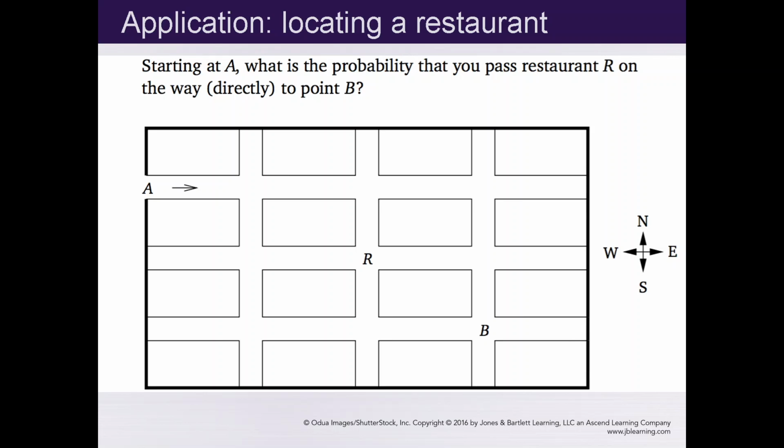Okay, here's another application. We're going to go back to all those different ways to count, so here we're going back to decision trees. Starting at A, what is the probability that you pass the restaurant R on the way directly to point B?